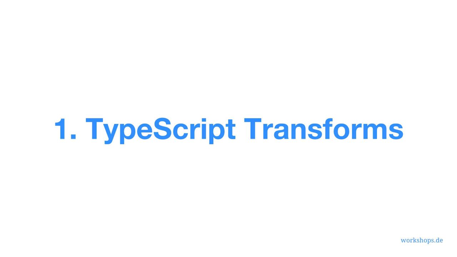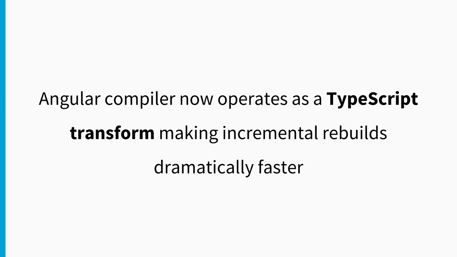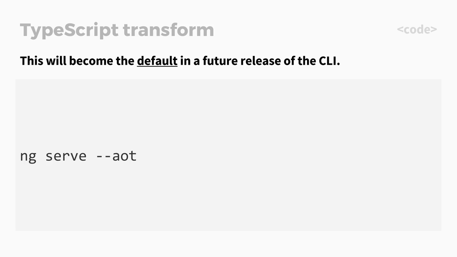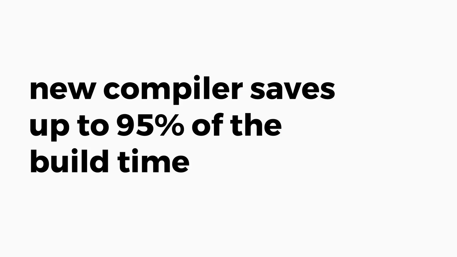There is also a big impact through some compiler improvements that moved into this release. First improvement, TypeScript transforms. Under the hood, the Angular compiler now operates as a TypeScript transform, making incremental rebuilds dramatically faster. TypeScript transforms were a new feature introduced as part of TypeScript 2.3 that allows us to hook into the standard TypeScript compilation pipeline. You can take advantage of this by running ng serve with the AOT flag turned on. This will become the default in a future release of the CLI. When performing an incremental AOT build of Angular.io, the new compiler pipeline saves 95% of the build time.